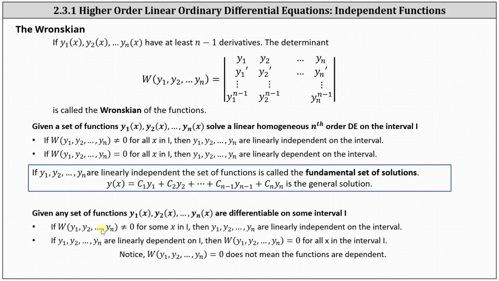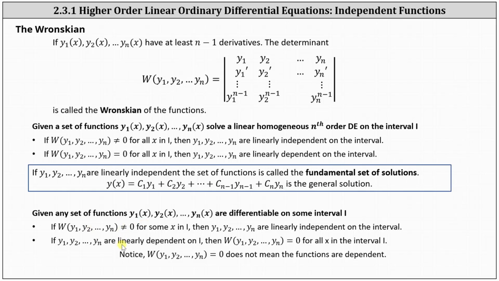Notice how this is slightly different than if the functions solve a linear homogeneous nth order differential equation. For any set of functions, we have the Wronskian doesn't equal 0 for some x in the interval, and if they solve the differential equation, then it says the Wronskian doesn't equal 0 for all x in the interval. Notice there is a slight difference, but in fact, if the set of solutions does solve a linear homogeneous nth order differential equation, we can actually use either definition, because if the functions solve the differential equation, the Wronskian will always be non-zero or always be 0.